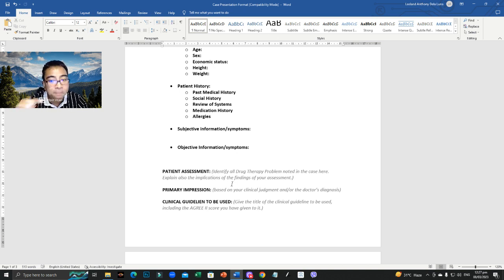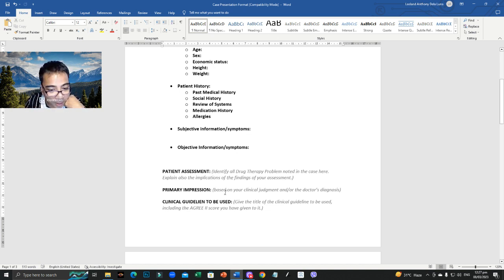I-identify nyo. Then, after nyo ma-identify yung drug therapy problem, explain the implication of the findings of your assessment. Meaning, is it significant? Significant ba yung nakita yung drug interaction? So just explain, class, why do you believe na yun yung drug therapy problem na nakikita ninyo.